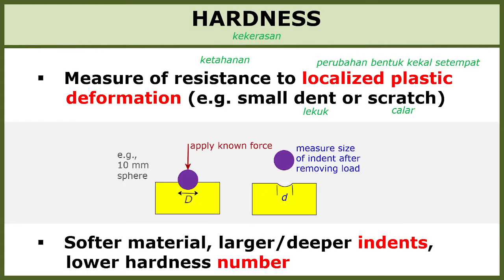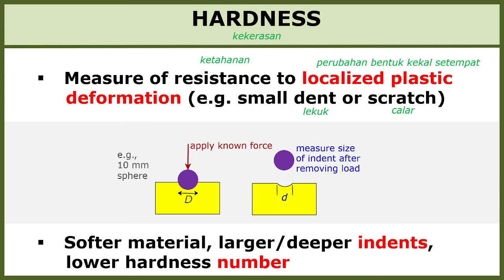About the hardness test. Hardness test is the measurement of resistance to localized plastic deformation, e.g. a small dent or scratch on the material. To do the test, we just apply a known force on an indenter to the material. The indenter is normally very small. After removing the load, we just measure the size of the indent. That's how the hardness test works.